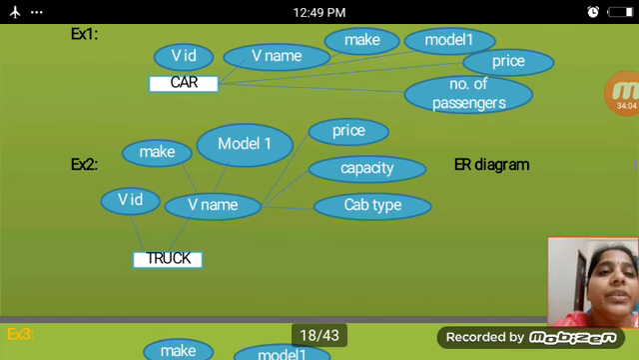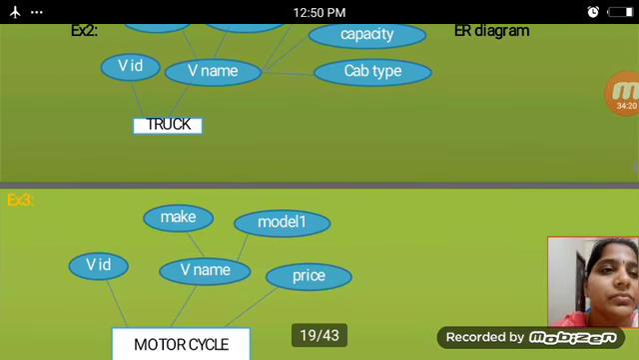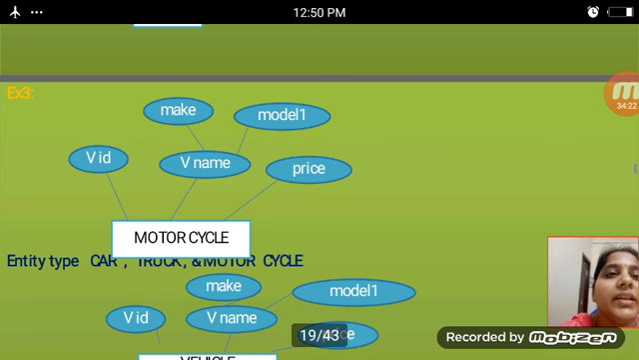A truck having a vehicle ID and vehicle name, and then vehicle name having make and model. Vehicle name having price, and capacity and cab type will be there. This is a second example of a generalization. And then another example will be there.